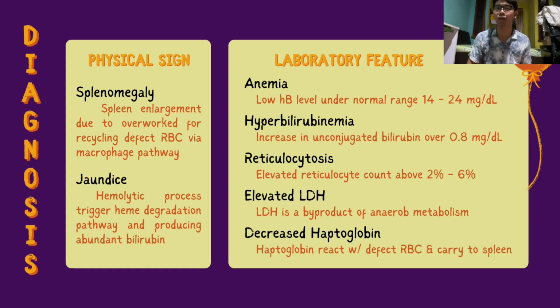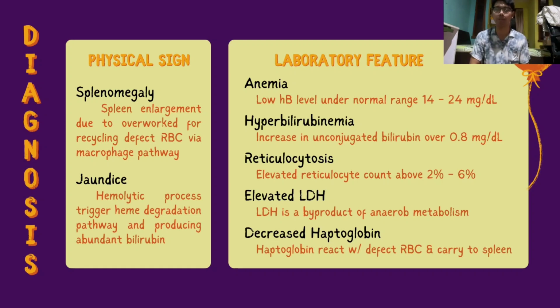In diagnosing congenital hemolytic anemia, we will look for both the physical manifestation and laboratory features. It is common knowledge that hemolytic anemia patients will have splenomegaly and jaundice. Splenomegaly is a spleen enlargement due to the overworking of the spleen for recycling defective and damaged RBC via the macrophage pathway.